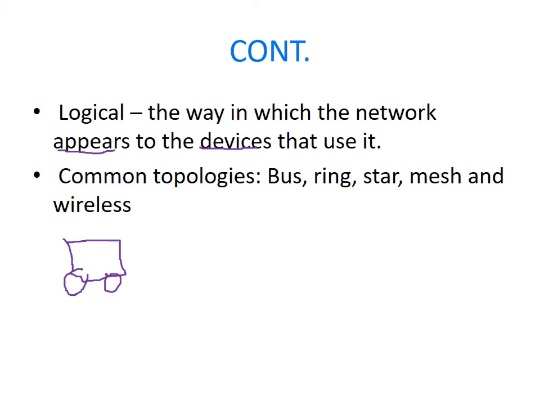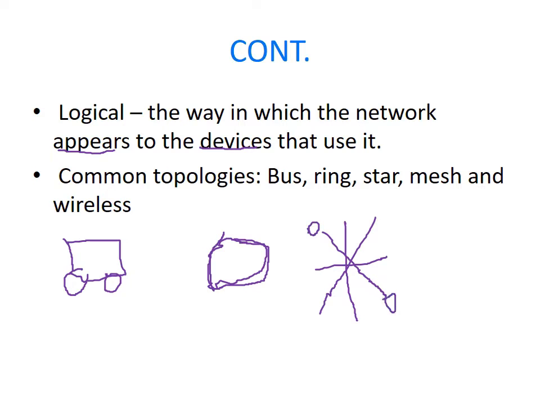Then we have the ring. The ring is in a circular motion, like the normal ring that you know. So the data will be moving in a circular way from one destination to the next. Then we move on to the star. The star is the physical layout in which the devices appear like a star, where we have one device at one point and another device at another point. So the devices keep crisscrossing, forming a star layout.